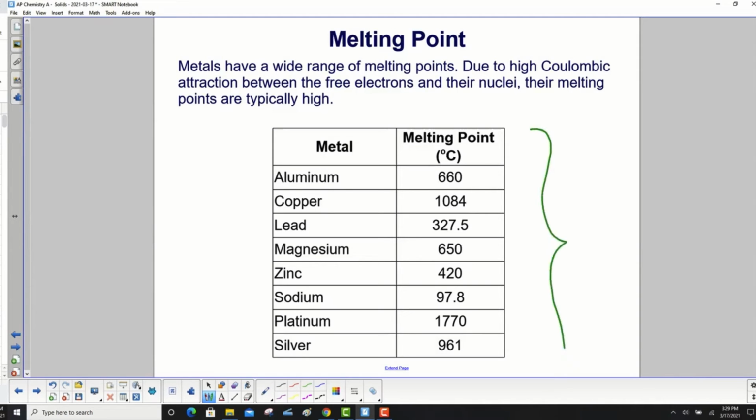So in no particular order, we have platinum, which is very high. Sodium melts at 97.8 Celsius, and lead is probably the next lowest. But you can see how they have that wide range, but it's still a lot higher than the melting point of water, which is 0 Celsius.